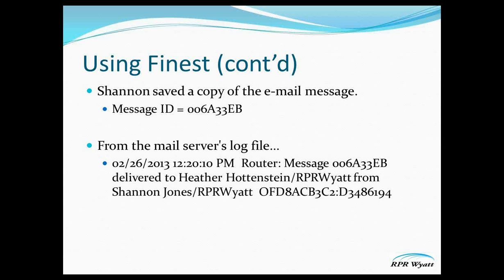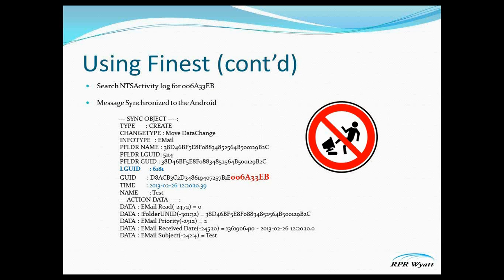Because the sender saved a copy of the message, it was very easy to determine the message ID. And by using the Notes log file, we could see the mail message was indeed delivered to Heather. However, when looking at the mail file, the message in question could not be found. So the next step was going to the activity log on the Domino server and searching for that message ID. Searching for that message ID, we did find the information showing that that message was synchronized at 12:20 p.m.